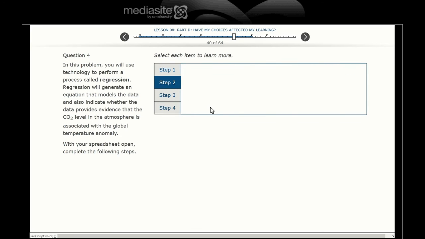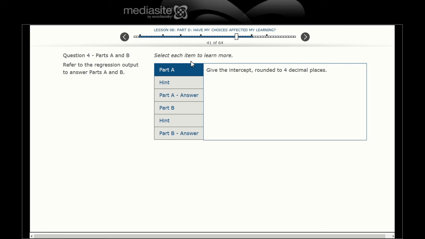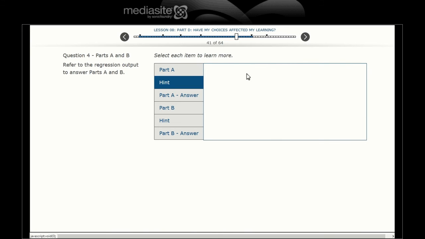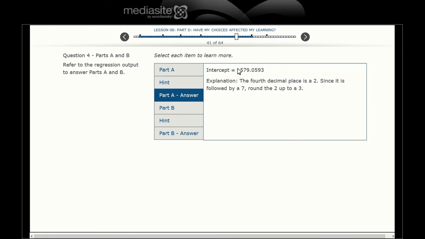So we did that. All right. Give the intercept, rounded to 4 decimal places. Okay, it looks like it is minus 579.059, round up to 3. 579.0593. All right.